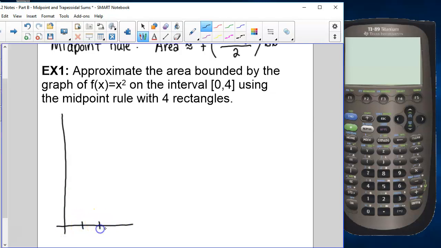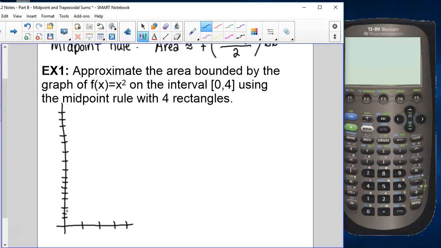1, 2, 3, 4, and then 1, 2, 3, 4, 5, 6, 7, 8, 9, 10, 11, 12, oh no, 13, 14, 15. Is that enough? Okay. Alright, not the best graph I've ever drawn.